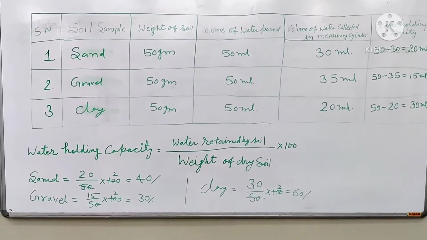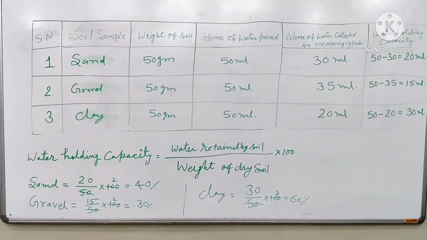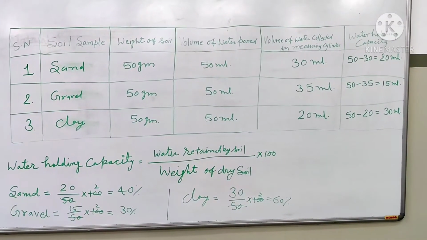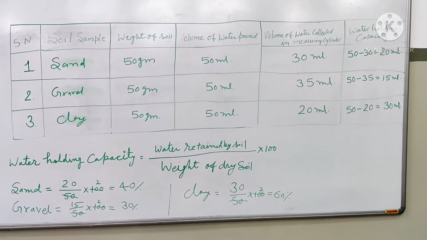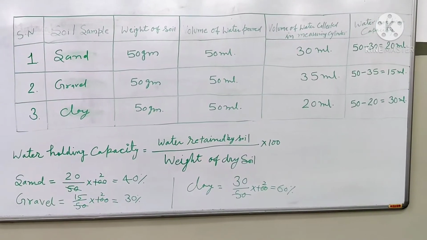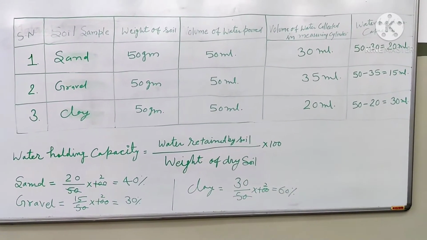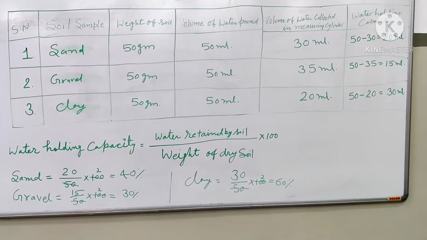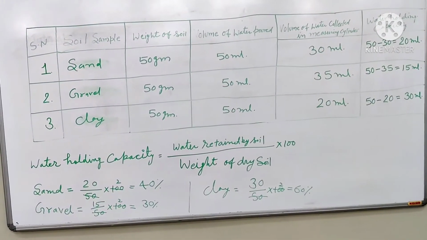And when we talk about the gravel soil, here the interparticular space in between the soil particles is greater, so more water is percolated, and because of this the water holding capacity is comparatively lesser, and it is 30%.